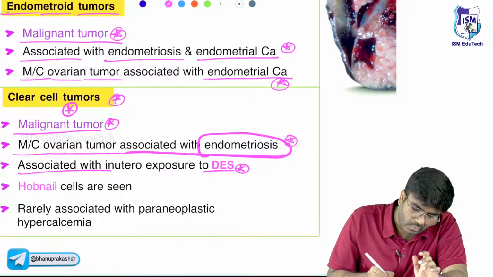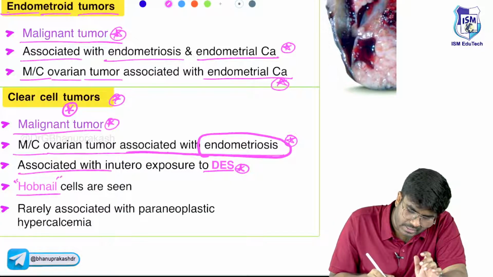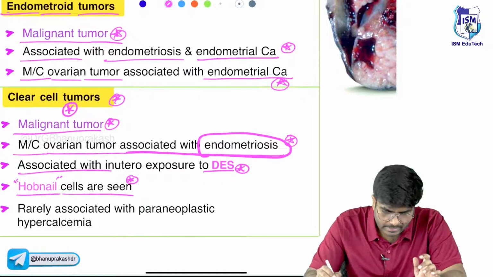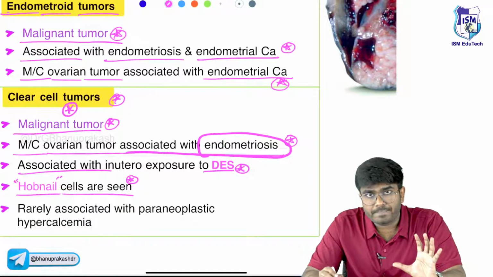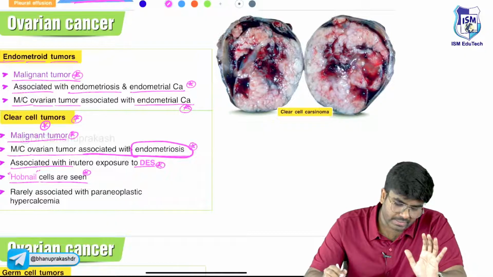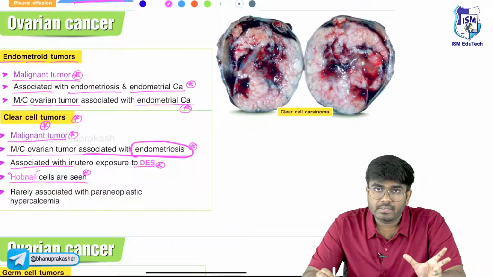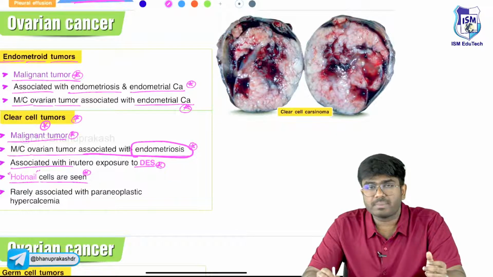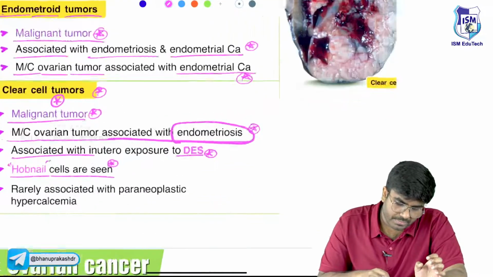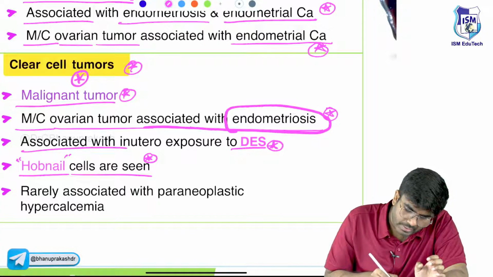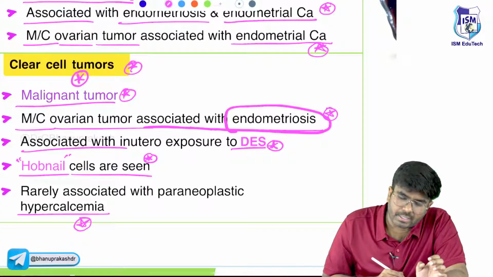Clear cell. What else can be seen is hobnail cells. Okay, hobnail cells are seen. So this cancer, clear cell cancer, is going to produce certain paraneoplastic symptoms, or these clear cell tumors can cause hypercalcemia. How, sir?